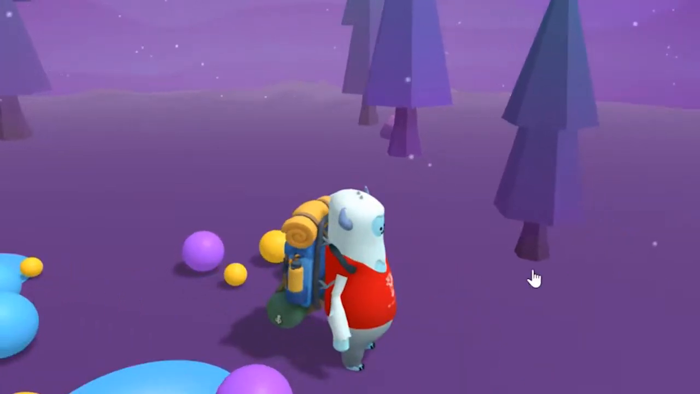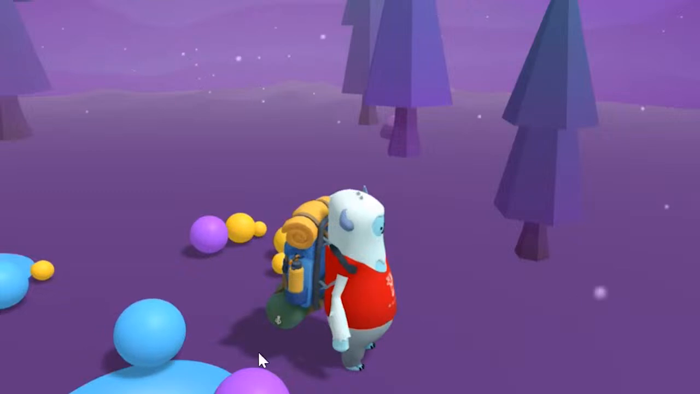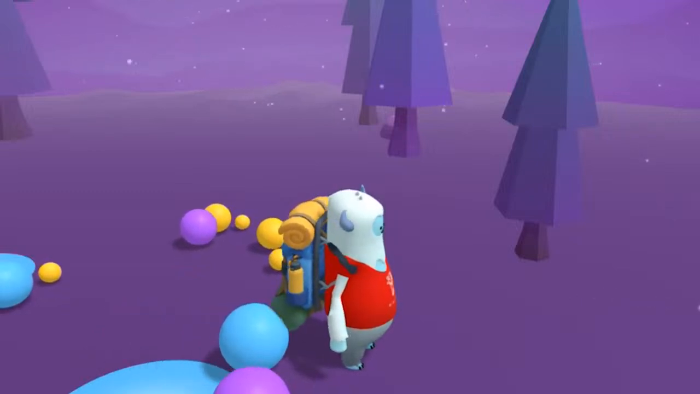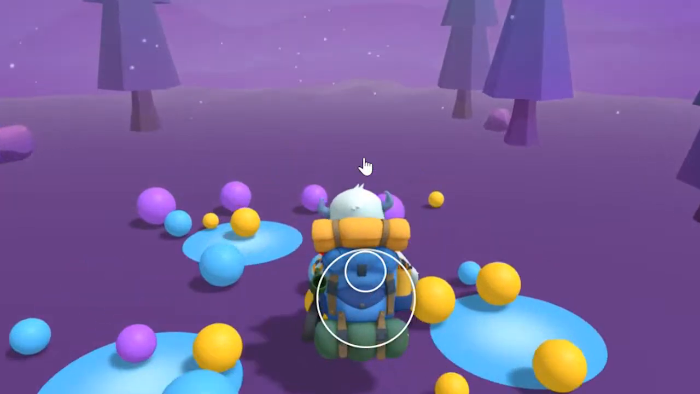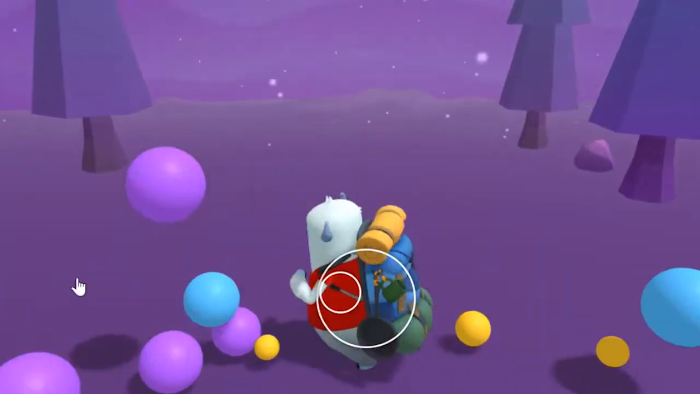Now he's sitting there, he's hanging out. There's some balls that look like they are kind of interacting with each other. They look like they're interacting with the floor. In reality, they're just sitting on that flat surface. But it's a really cool experience.